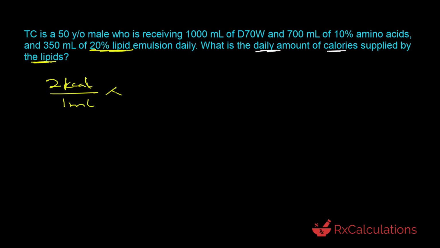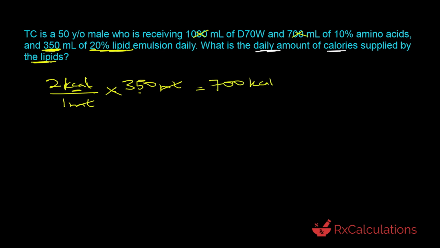So you're just going to multiply this by the volume. What's the volume? It is this volume, not this volume, and not that volume. We're just focusing on the volume of the lipid emulsion. So we multiply this by 350 milliliters. That goes away. And you're basically multiplying the 2 kilocals by the 350, and that gives you the 700.